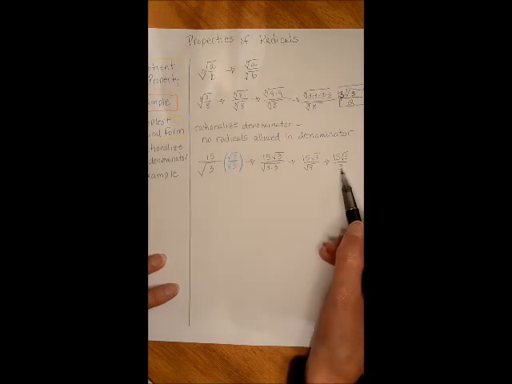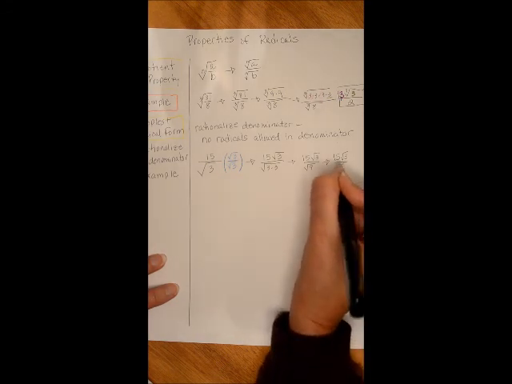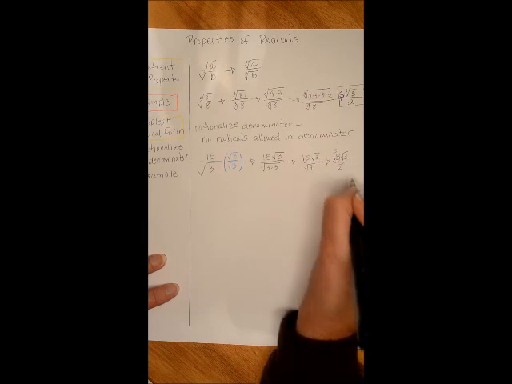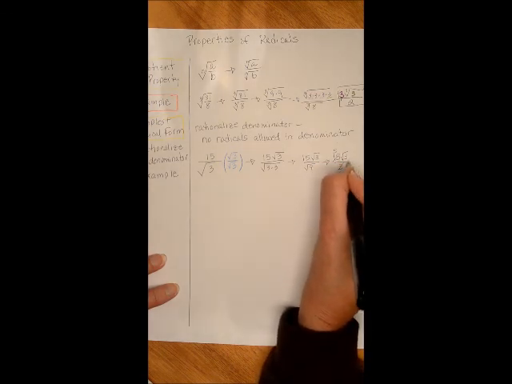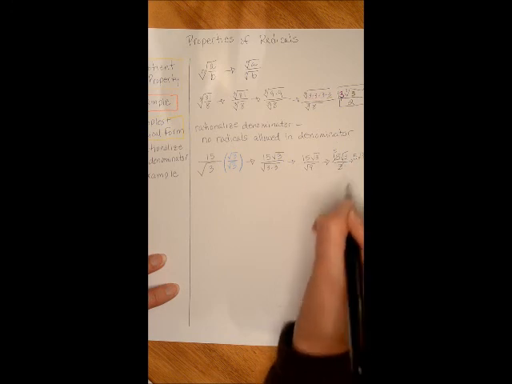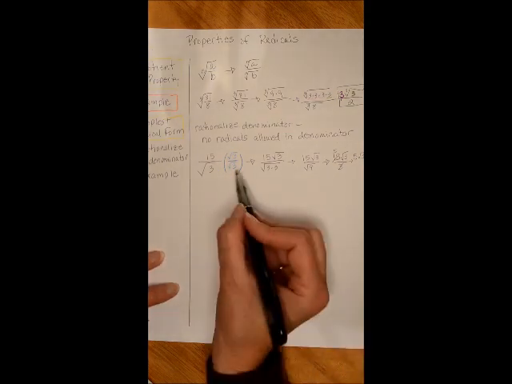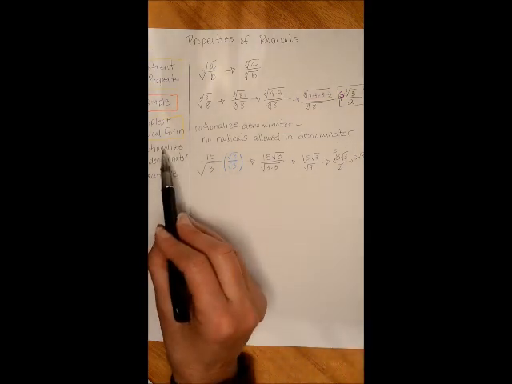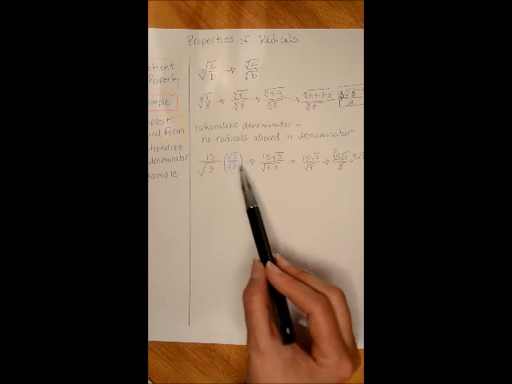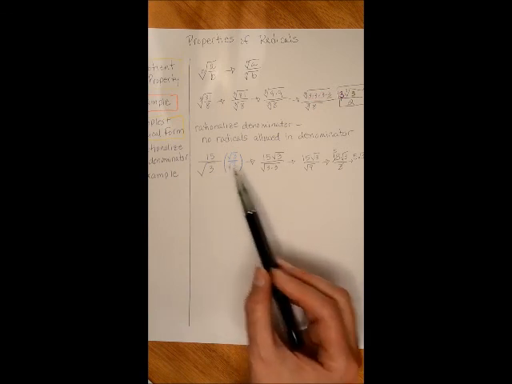Looks to me like I can reduce these. They can be reduced, so I'm going to go ahead and reduce. 3 goes into itself once, into 15 5 times. And my actual answer then is going to be 5 square root 3. And that's my answer. I used this 1 to rationalize. It's what we call rationalizing the denominator. I got to get rid of this.